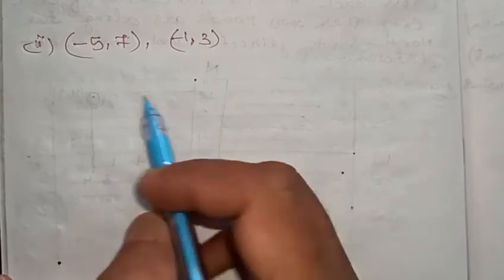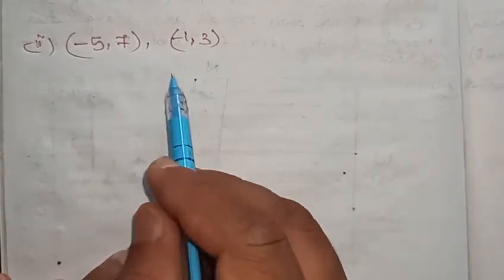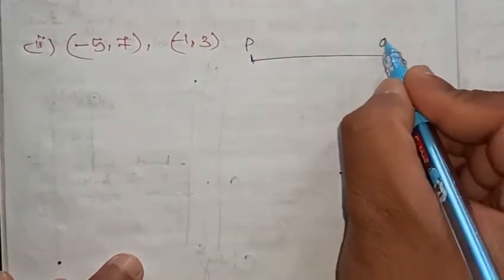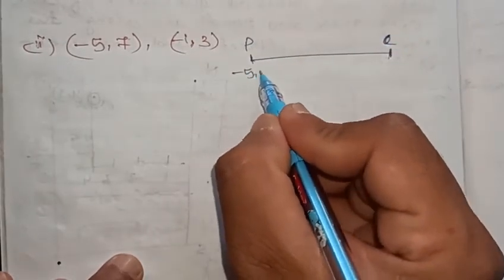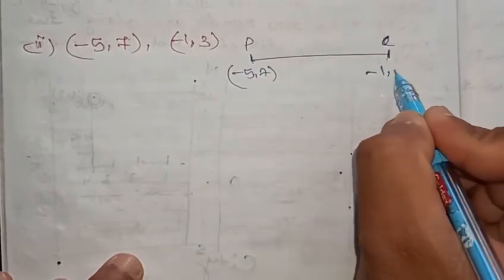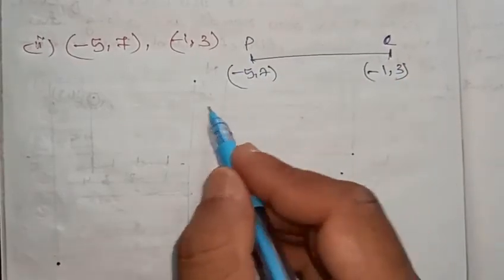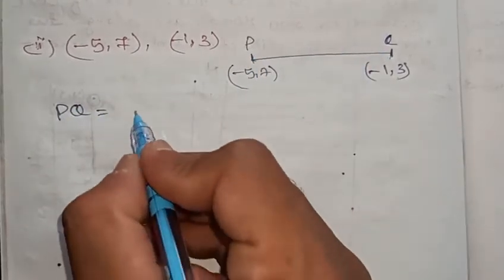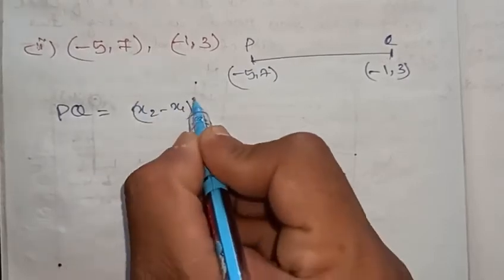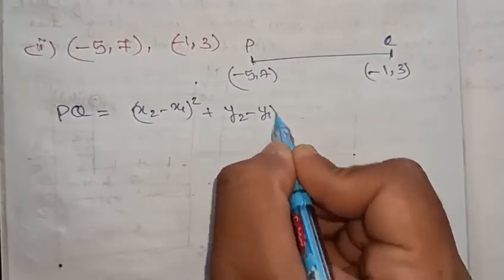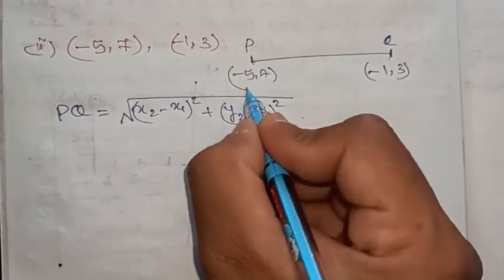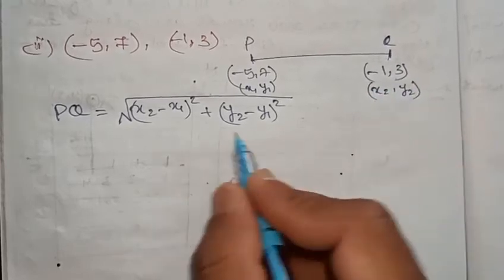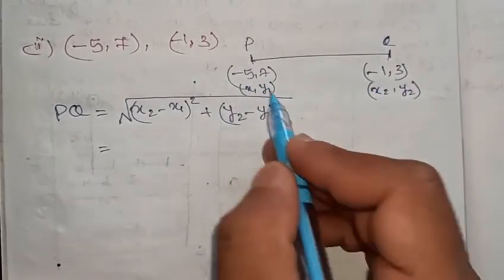Second part. In the second part, the question gives (minus 5, 7) and (minus 1, 3). Draw a line and name it PQ. Minus 5, 7 is the first point, and the second point is minus 1, 3. These are the 2 points. Now we will find the distance PQ. The distance PQ is the square root of (x2 minus x1) whole square plus (y2 minus y1) whole square. This is x1, y1, this is x2, y2.